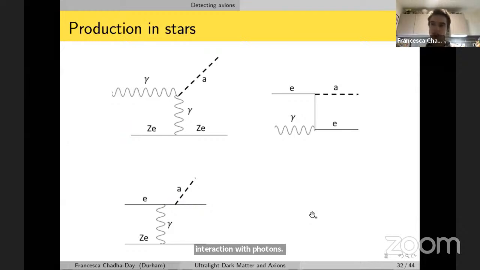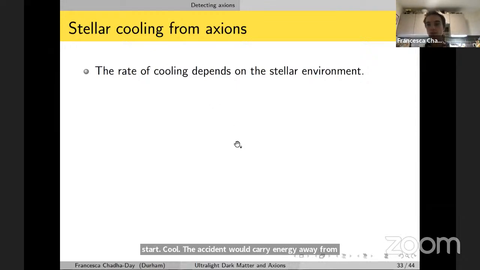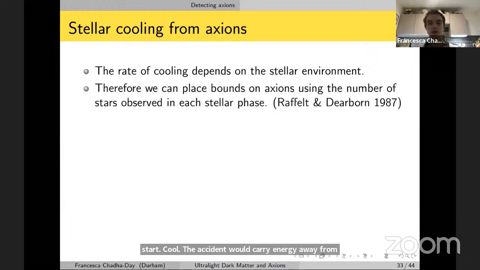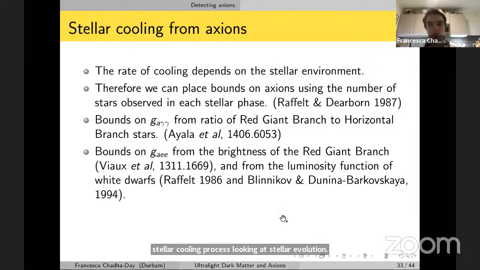So if axions were produced in stars, how would that help us? Well, the axions would then provide an additional way for the star to cool. The axions would carry energy away from the star, and the star would cool down. So we can place bounds on how strongly axions can couple to photons and electrons by looking at the stellar cooling process, looking at stellar evolution. This is just a bit of detail about the different kinds of stars that lead to different bounds.